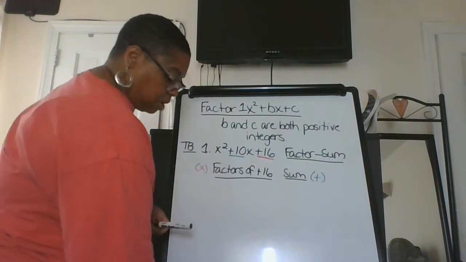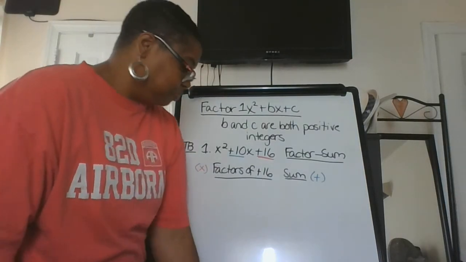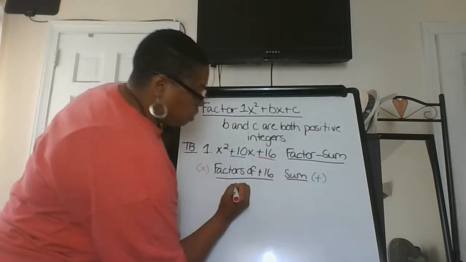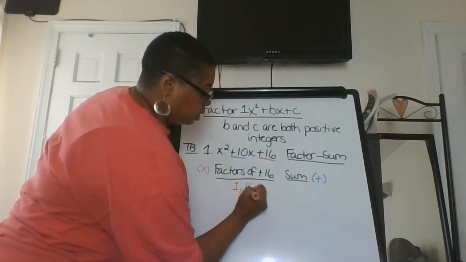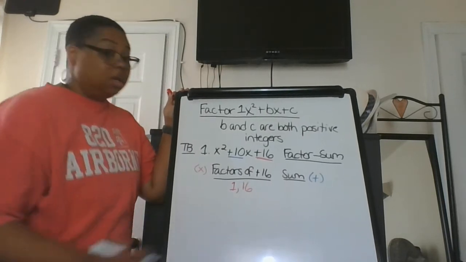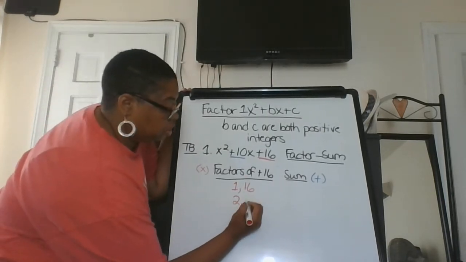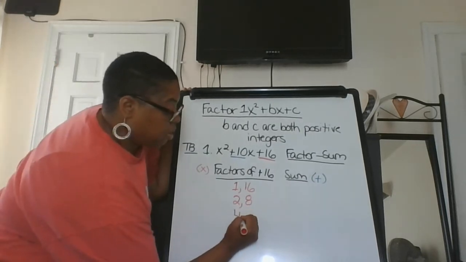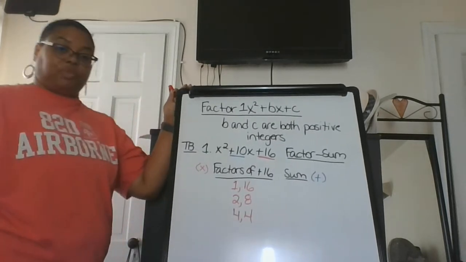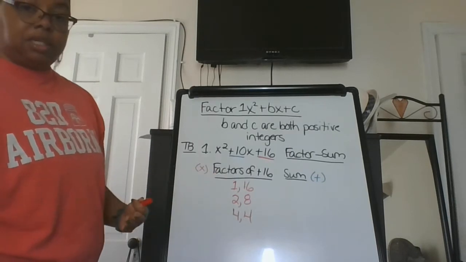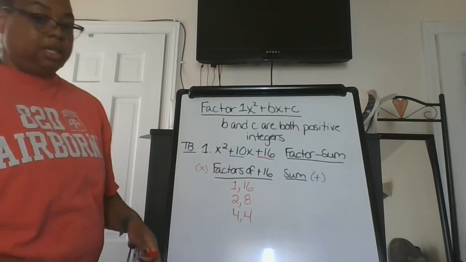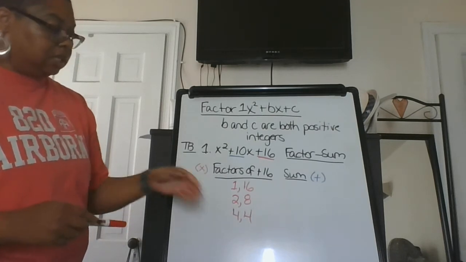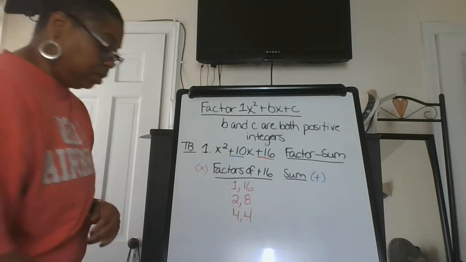All right, so let's start with our numbers. Our numbers here are factors of 16. We're always going to start with 1. So 1 and 16. Then you got 2 and 8. And then you got 4 and 4. 1 times 16 is 16. 2 times 8 is 16. 4 times 4 is 16. So now you've listed all your factors of 16, positive 16. There's nothing else to do.